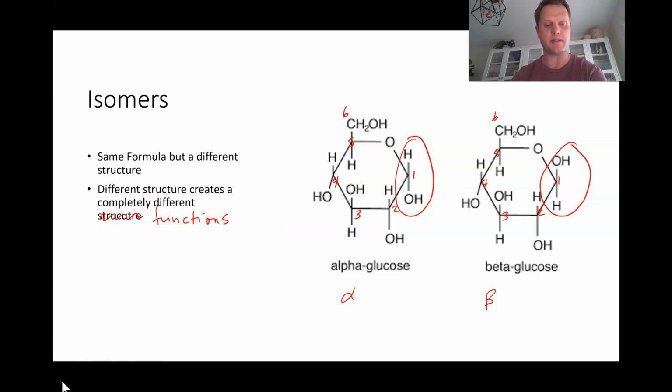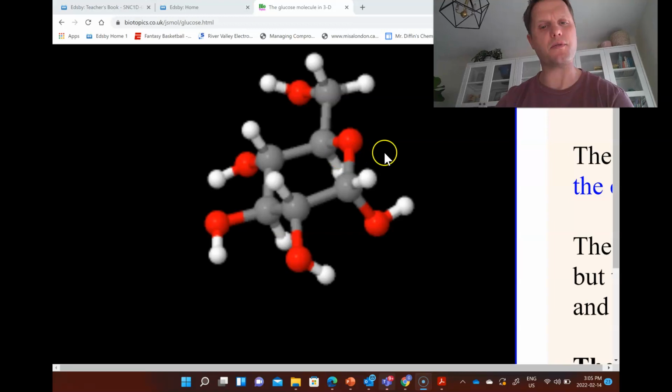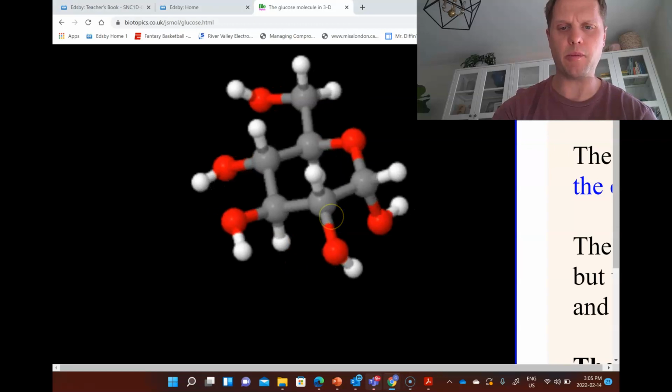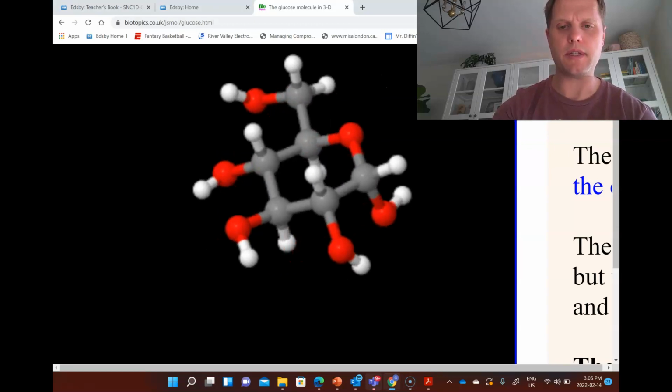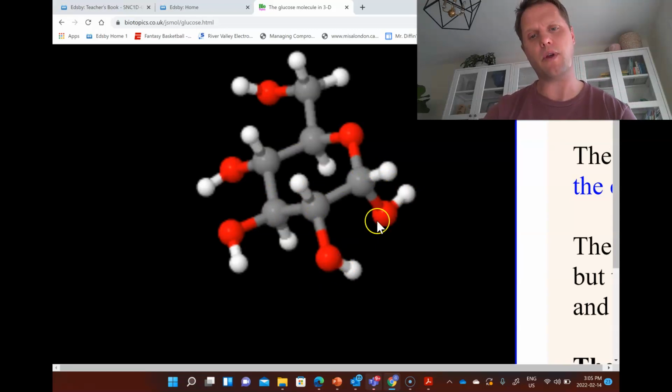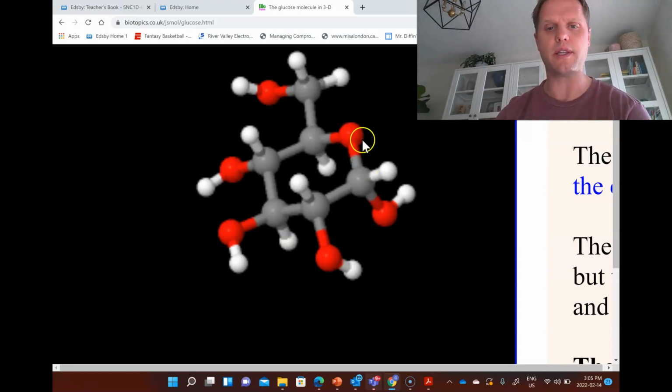Let's look at it in 3 dimensions to see if we can see it clearer. This is a 3-dimensional model of glucose. Let's look at it closely. If we move it around a little bit so you can see the dimensions, you can see that the dark gray atoms are carbon, the light gray atoms are hydrogen, and the red atoms are oxygen. If we look at the ring, we have an oxygen here, and to the right is our first carbon. If we look down, we see this oxygen that's pointing down, this OH. So the first OH is pointing down underneath the ring.